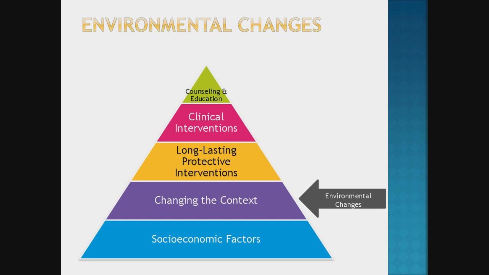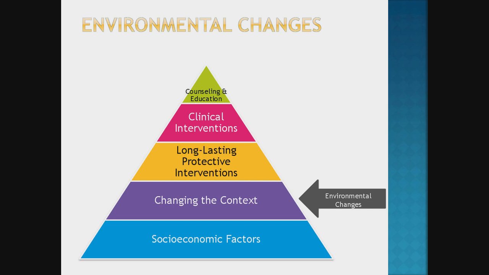So revisiting this health impact pyramid, environmental changes like policy and systems operate in the changing the context section. So that's the second to the last tier there in purple, changing the context. Environmental changes can be the result of policy or system changes, or they can stand on their own without either.